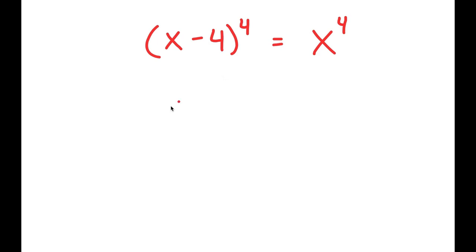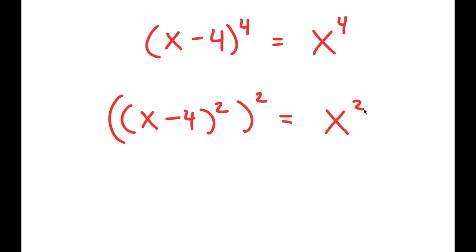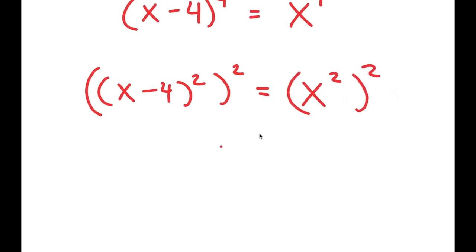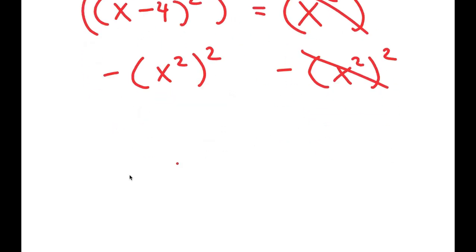Alright, so in this video, I'm going to solve the problem (x - 4)^4 = x^4. To solve this, I'm going to first start by rewriting this as ((x - 4)^2)^2 = (x^2)^2. And now I'm going to subtract (x^2)^2 on both sides. So these two cancel out.